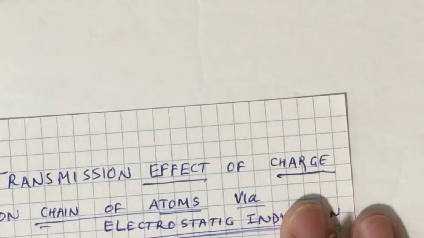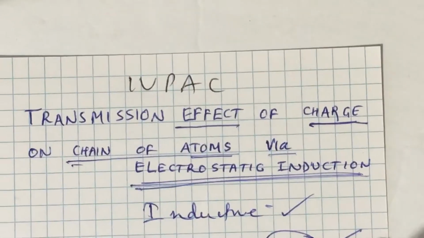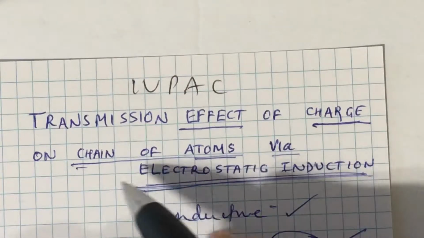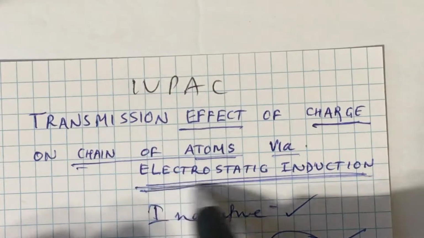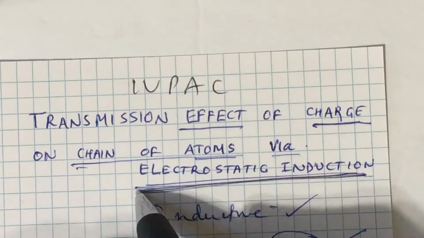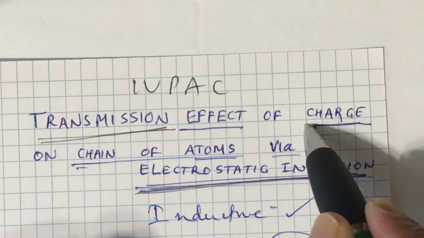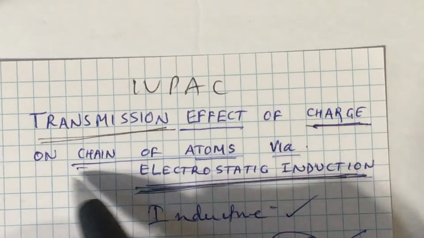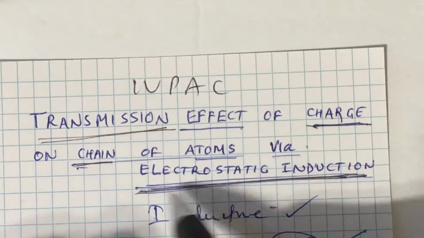Okay, now we examine. According to IUPAC, transmission effect of charge on chain of atoms via electrostatic induction is called inductive effect. This is very important. It involves transmission of charge across a carbon chain, because we are focusing on organic chemistry, via electrostatic induction.